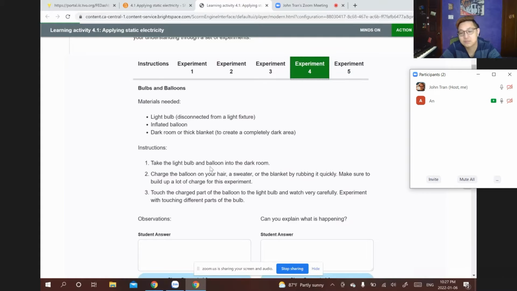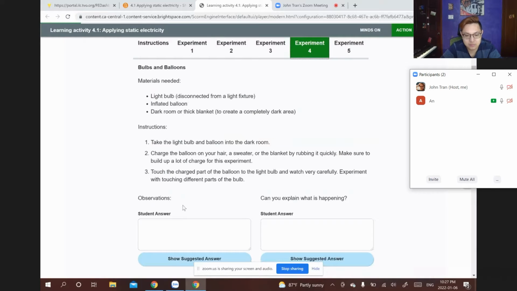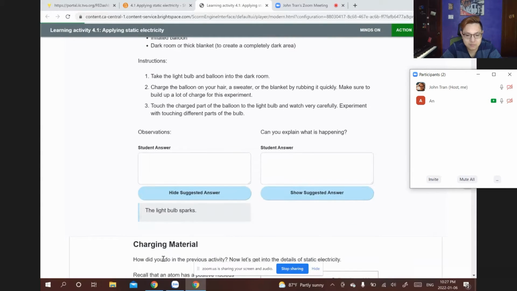1. Take the light bulb and balloon into the dark room. Charge the balloon on your hair, a sweater, or blanket by rubbing it quickly. Make sure to build up a lot of charge for the experiment. Touch the charged part of the balloon to the light bulb and watch very carefully. Experiment with touching different parts of the bulb. Observation: the light bulb sparks.